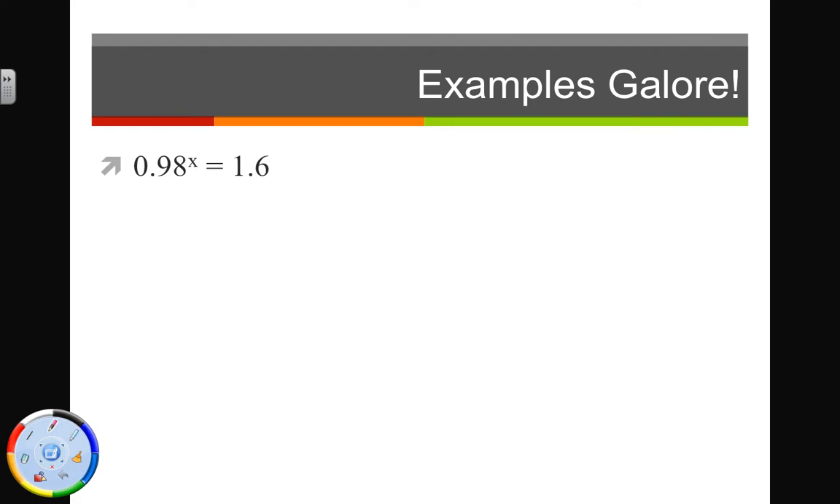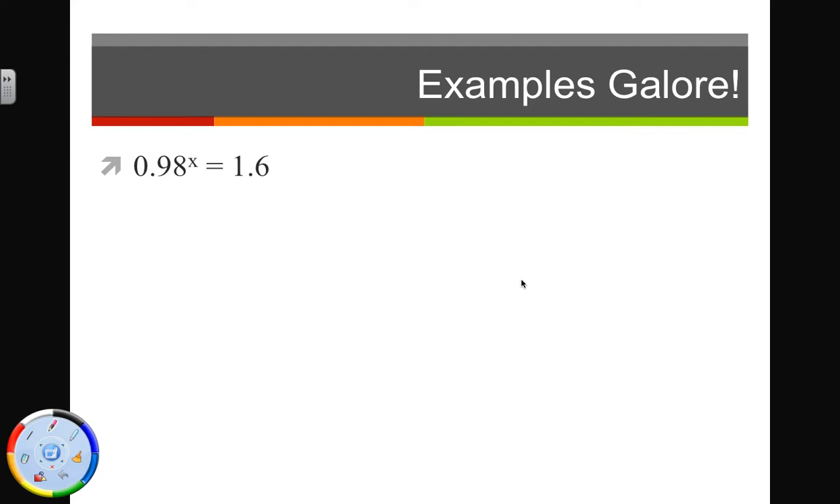Number 3. 0.98 to the x power equals 1.6. Now, like the very first problem, I just changed the bases. But the problem is I don't even know how to change 1.6 into 0.98. So what I'm going to do here is one of our things like we've always done, if we do something to one side, we can do it to the other side.